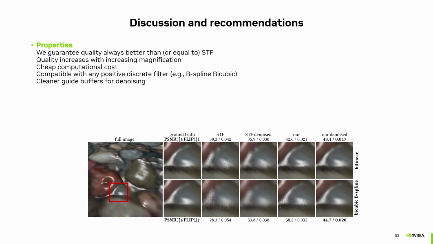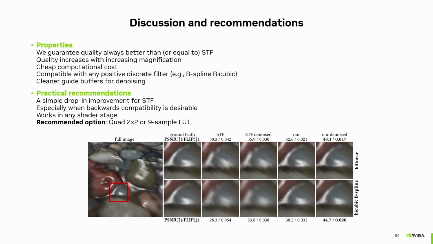So to conclude the talk, some properties of our technique. First of all, we guarantee that the quality is always better, or at least never worse than STF. Quality increases with increasing magnification, which is great because this is when you can see the difference more and better. It has cheap computational cost, is compatible with any positive discrete filter, such as bicubic B-spline filters, and also provides cleaner guide buffers for denoising.